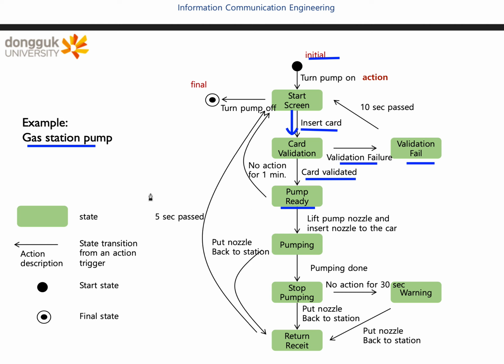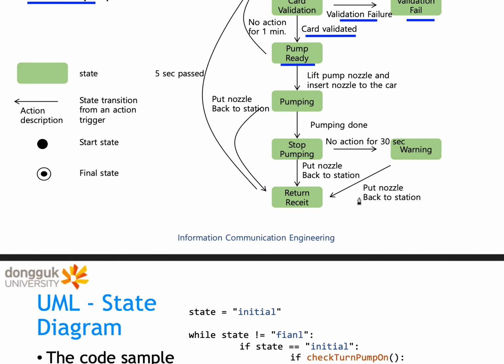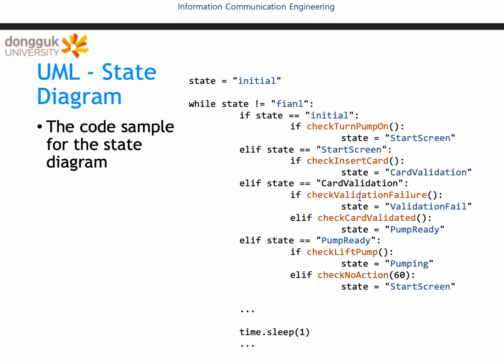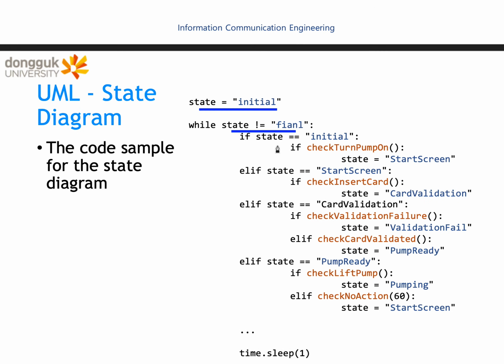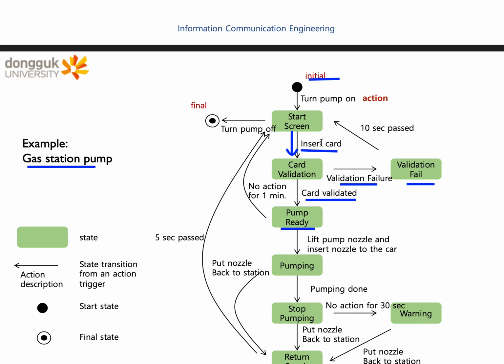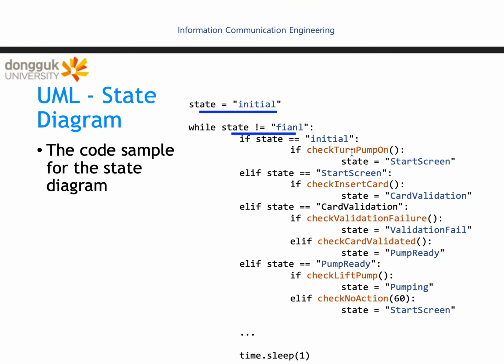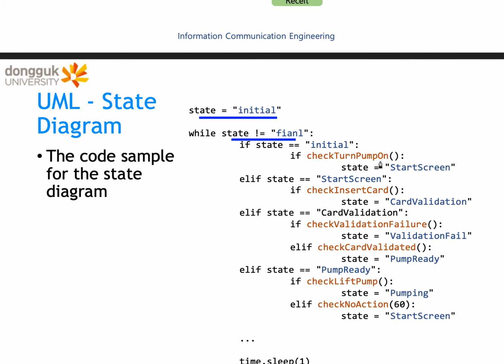And once you have this kind of state diagram, then you can start coding like this. So the state is initial, and while the state is not final, and if the state is initial, then check pump on and move to the next state.